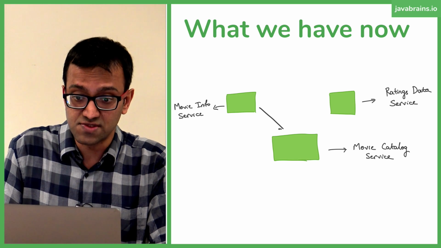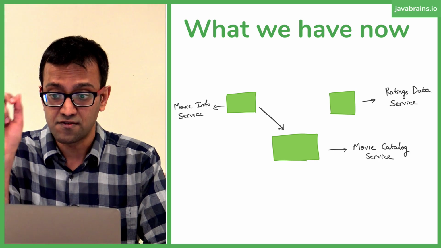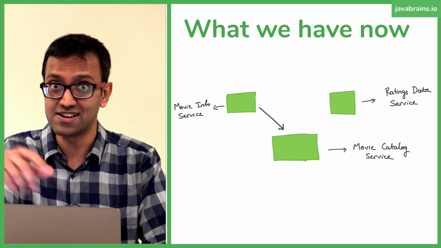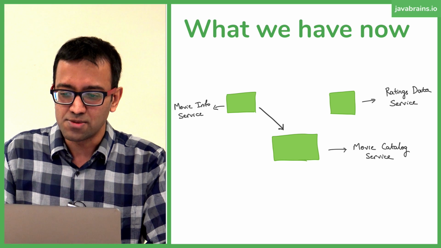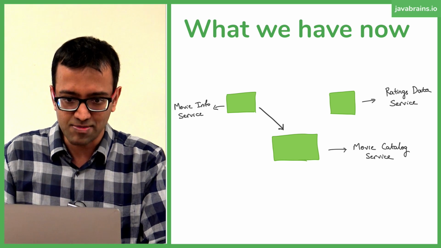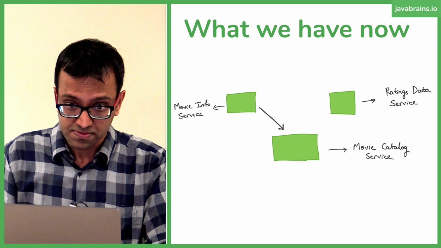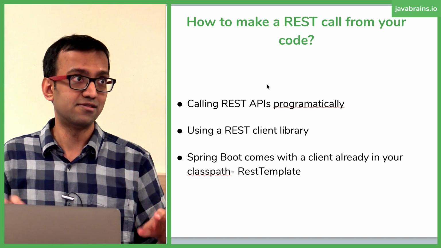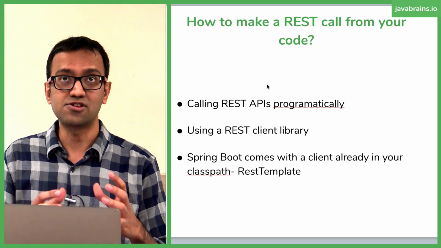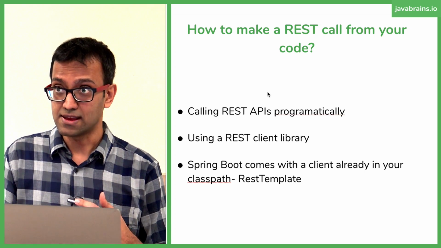We're going to make the first connection, which is calling the movie info API from the movie catalog service. This is where we're going to kind of actually start getting into microservices, right? How do you make a call from the movie catalog API to the movie info service? We have to call it programmatically, right? You cannot type it in a browser. You have to write code that makes the call and parses it.